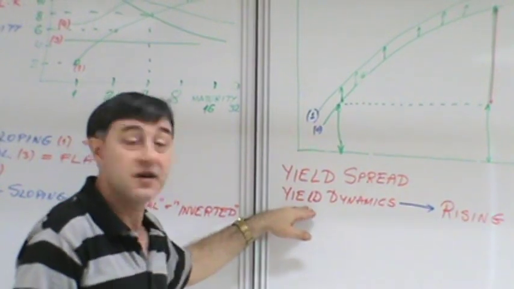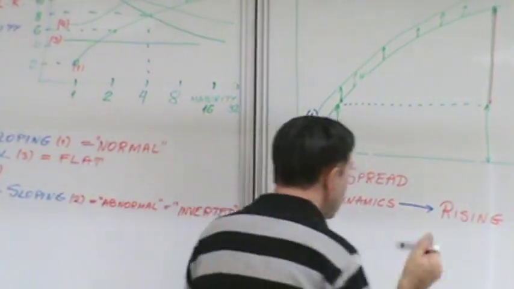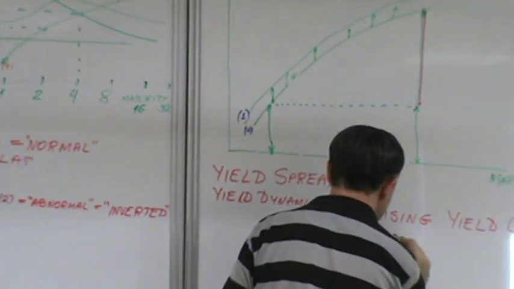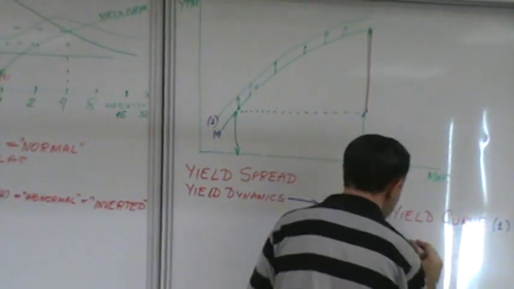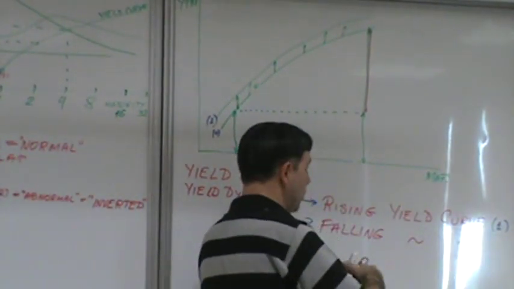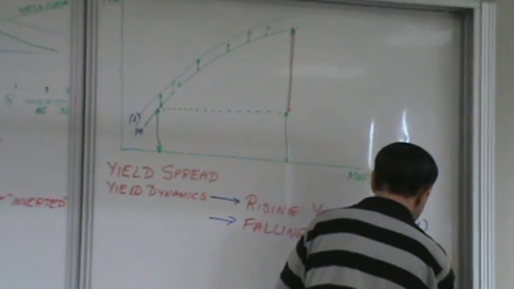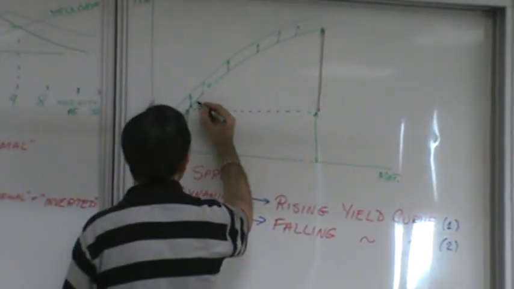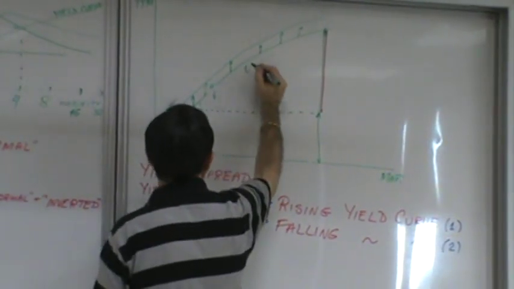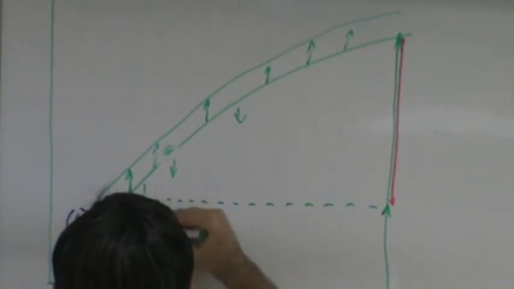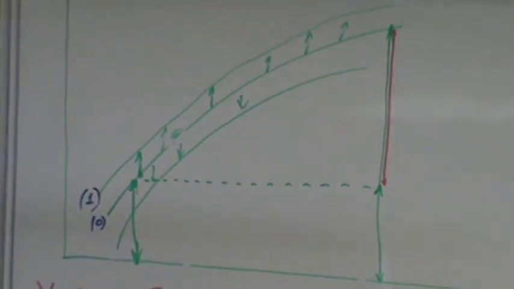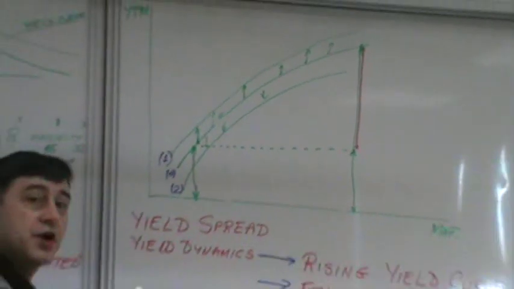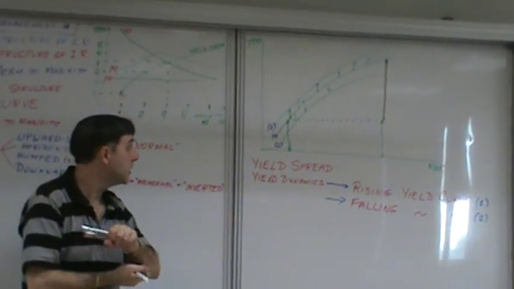Now, if yields fall, we call it a falling yield curve, that will be number two. And in a falling yield curve, every yield falls, and you have number two, okay.